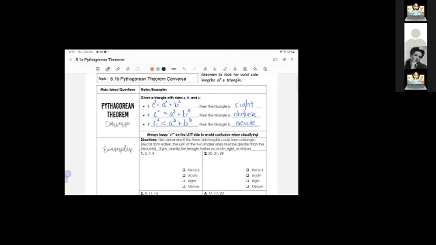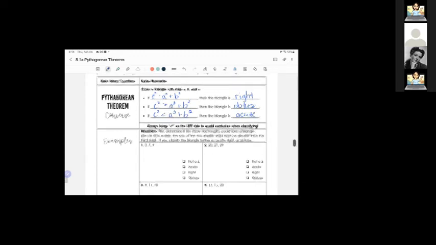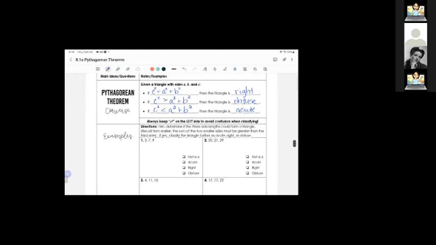So this is the part that's new. This is what we call the Pythagorean theorem converse, because it gives us information about the triangles. And what you will notice, this part right here is a little note. Always keep c squared on the left side to avoid confusion.